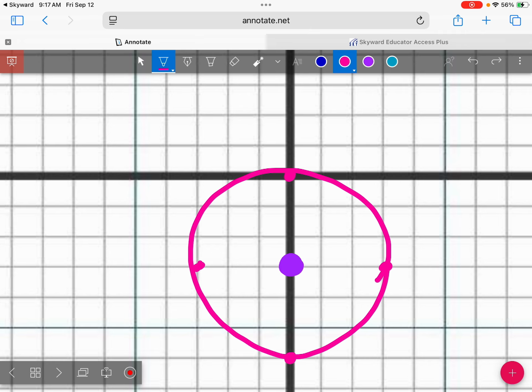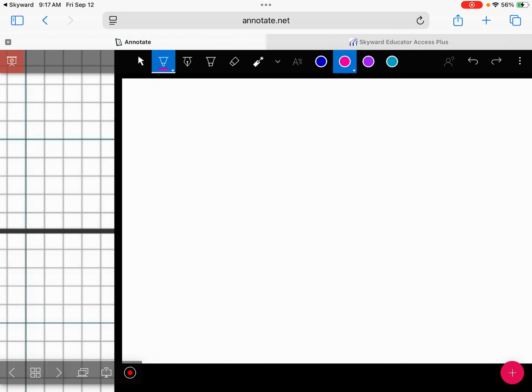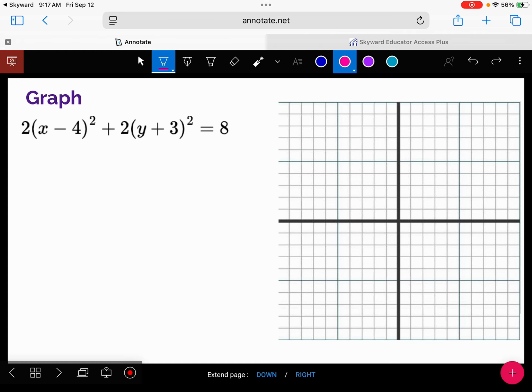Okay. Questions on these ones? I pick it up a small notch. Oh Lord, I'm scared. A small notch? Small notch. Okay, pick it up a small notch here. So now we have 2 times the quantity x minus 4 squared and 2y plus 3 squared equal to 8.